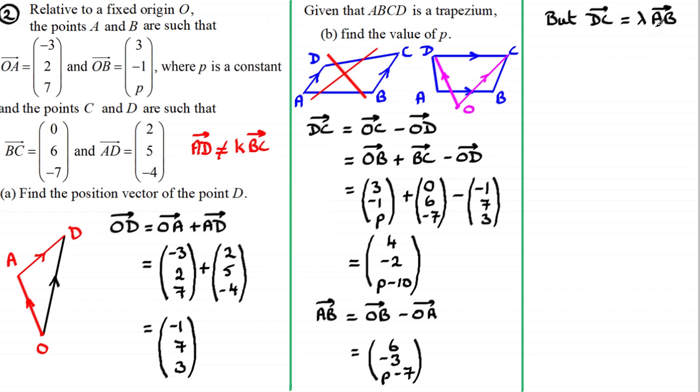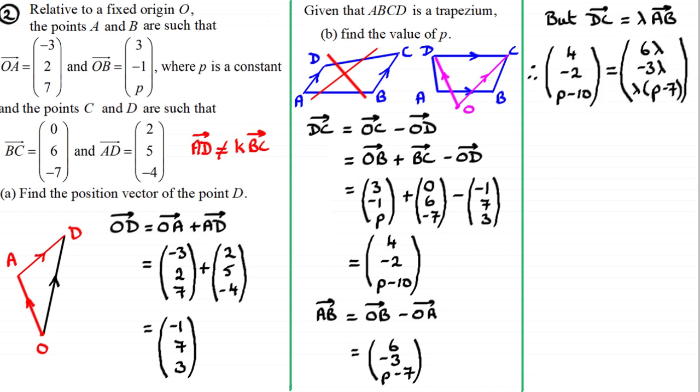Let's have a look, see what happens. We put down that's our equation. Let's sub in our column vectors. Should have something like this. Then, all I need to do is, because they're equal to one another, I can say that the components must be equal. 4 must equal 6 lambda, or minus 2 would equal minus 3 lambda, or p minus 10 must equal lambda times p minus 7.